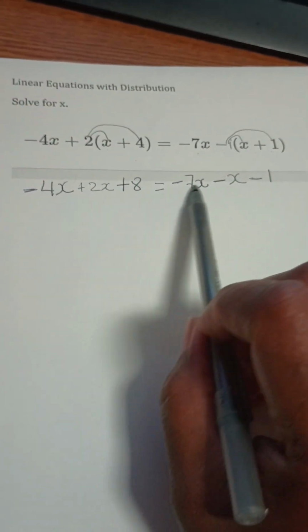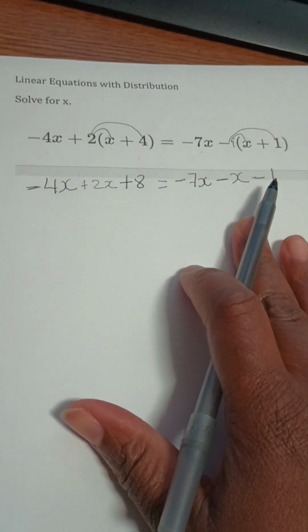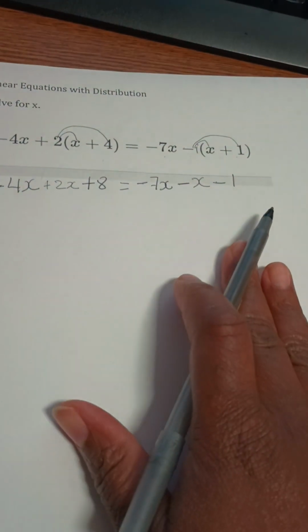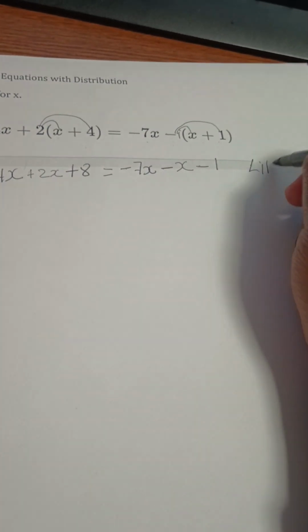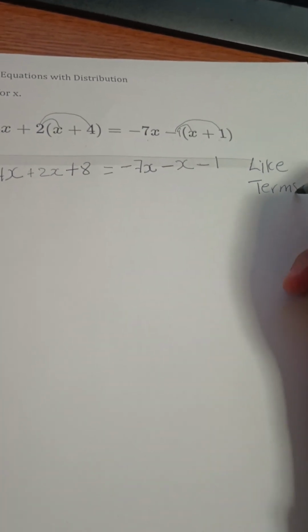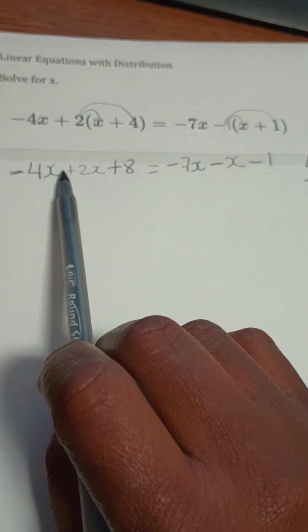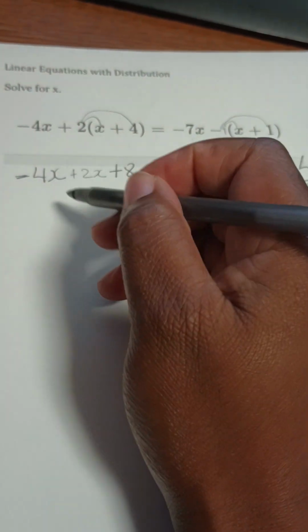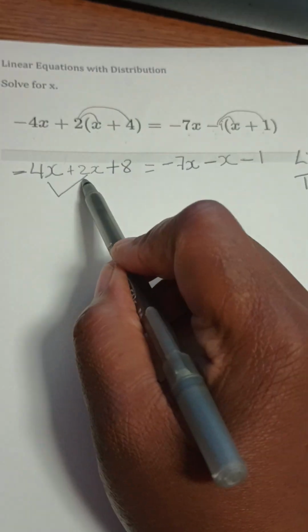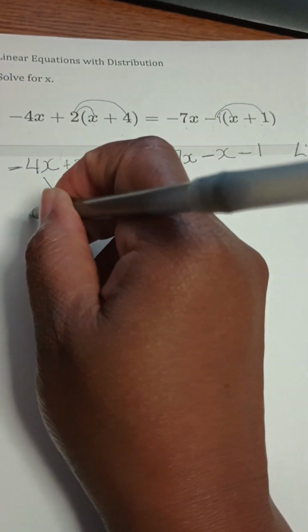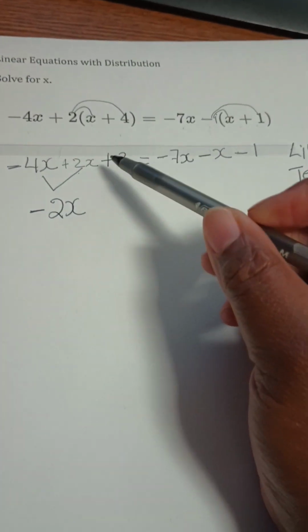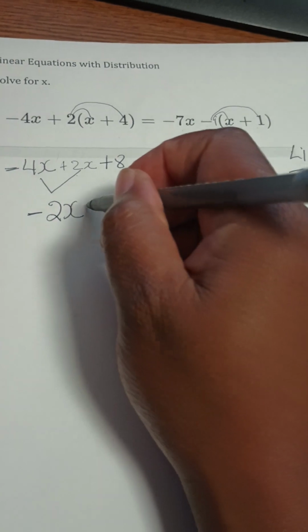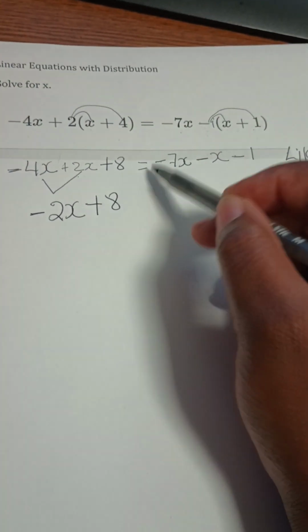So now we have this stage. We do not have anything else to distribute, but what we can do is identify like terms. So starting this side, my like terms, I have a negative 4x and a positive 2x. So that's going to give me a negative 2x. There's nothing else on this side to combine, so I'm going to bring down my positive 8. Bring down my equal sign.